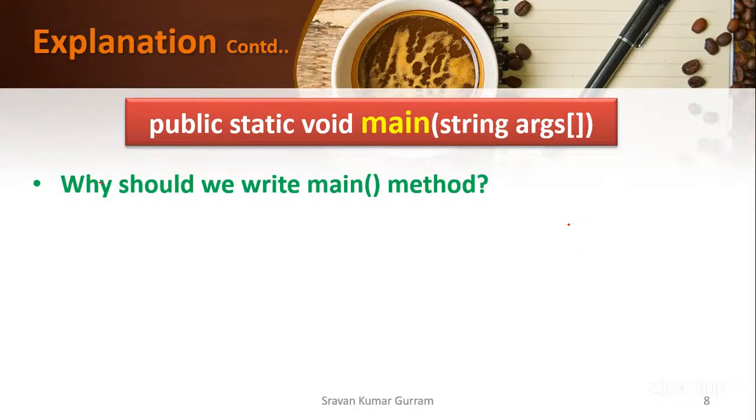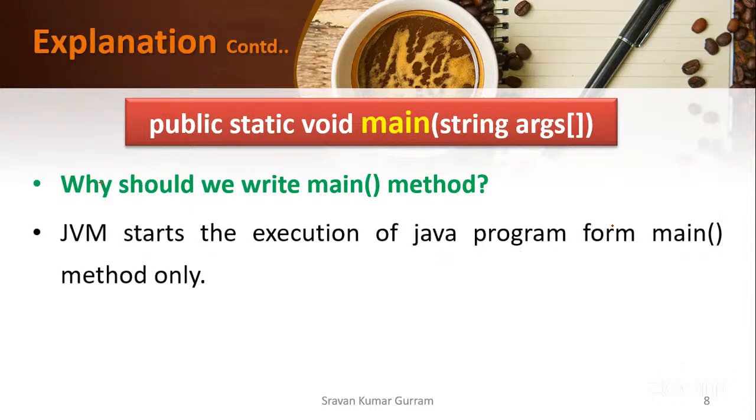But at this moment, our topic is what is main. Main is a method and main is the starting point for the execution of your program. The JVM starts the execution of any Java program from main, just like an entry point. Suppose you have a building or your college, we have the main gate. The main gate is used to enter that campus. In the same way, however many lines of code you may have, the main method is the entry point for the JVM to start the execution of your program.